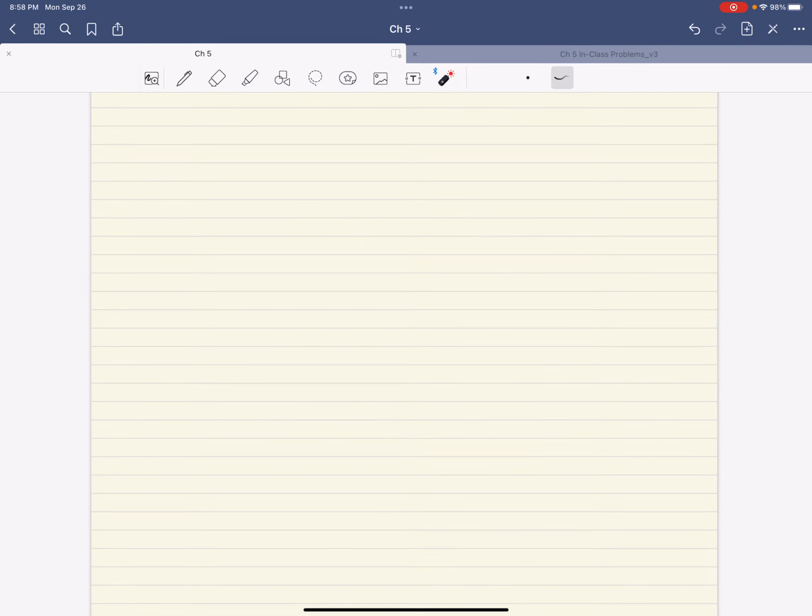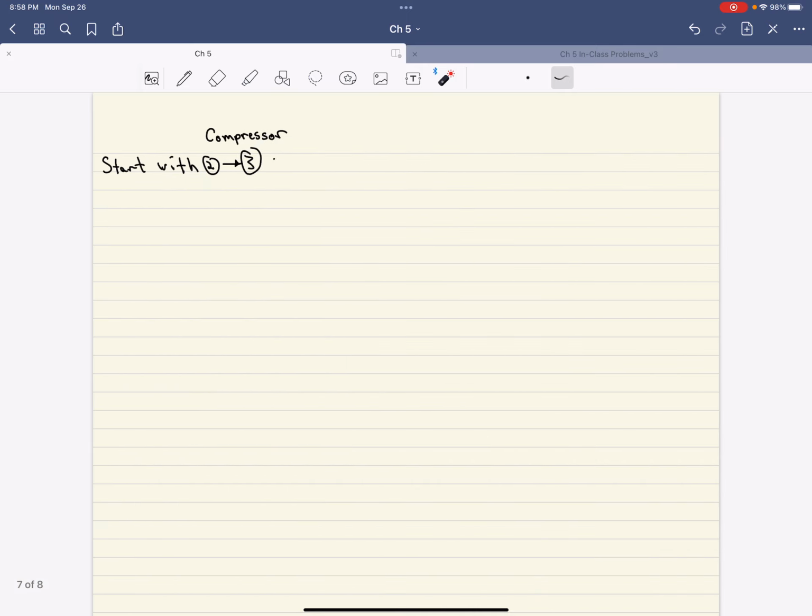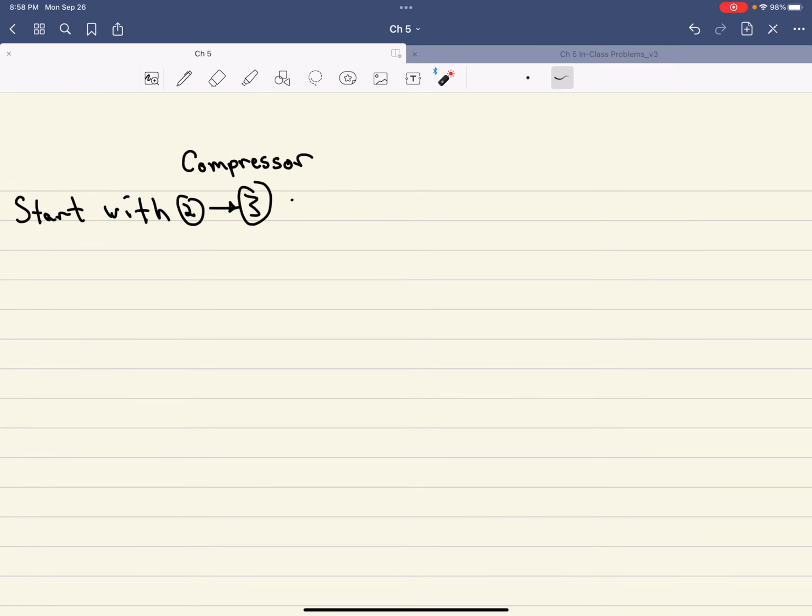Okay, and in this problem, we seem to know the most information about the compressor because we know the properties of the stream going into it, and we know its efficiency. So I'm going to recommend that we start there in this problem. So we're going to start by doing an analysis on the compressor. Okay? All right, and so once again in this problem, we're told that the compressor is not reversible, or it's not perfectly reversible, but rather it has an efficiency of 75%.